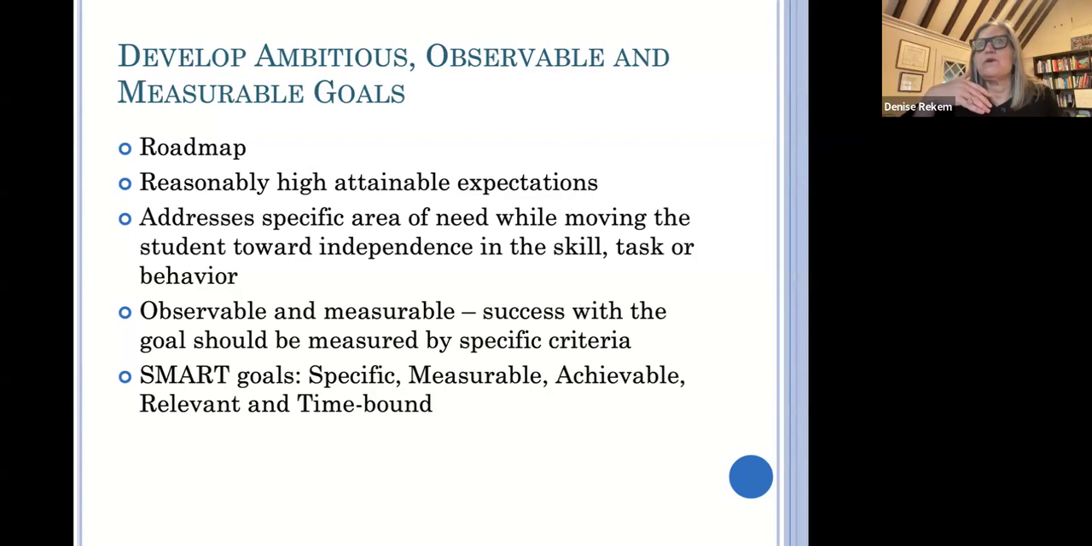So you want to make sure that the goal is set high but attainable for the child, that if the services and supports being provided are working, that child should be able to make that goal. The goals should address the specific areas of need, while moving the child towards independence with the skill. So it might be that the child is going to be able to do something with support, but as they move on, the support can be faded.